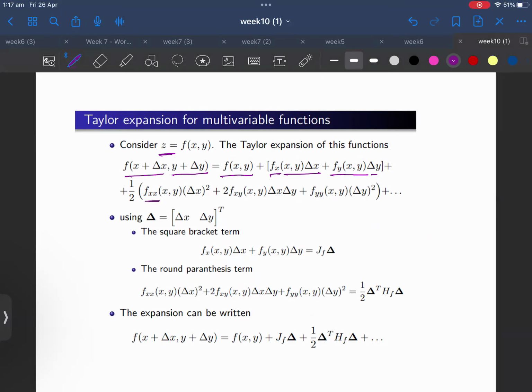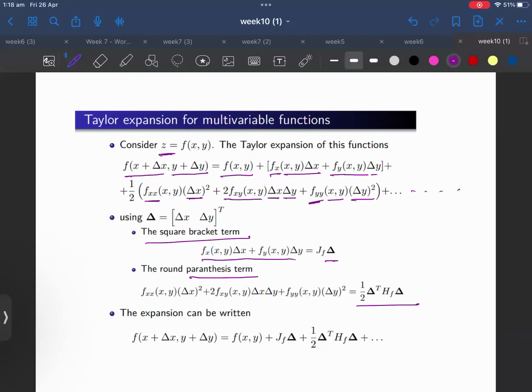So you have to differentiate the function 2 times with respect to x. And here, x squared, 2 f_xy Δx and Δy, plus f_yy: you need to differentiate the function with respect to y 2 times, times Δy squared, plus dot dot dot. So this is the square bracket term. So you can see it is J f lambda. The round parenthesis term, we can write down this one.